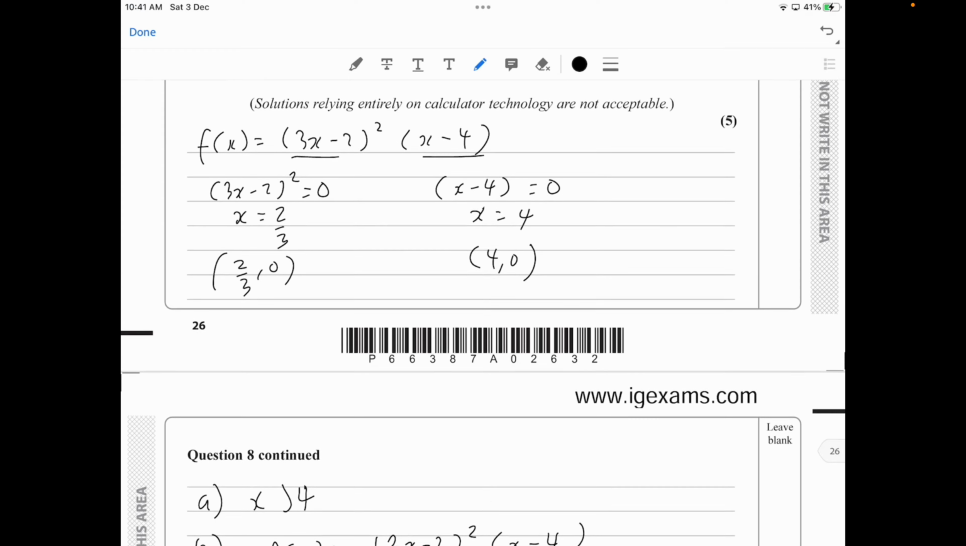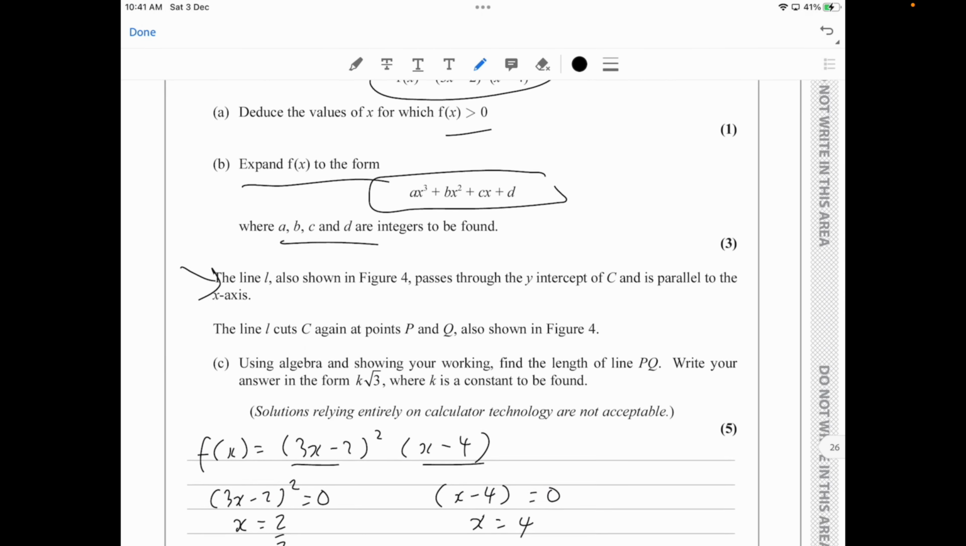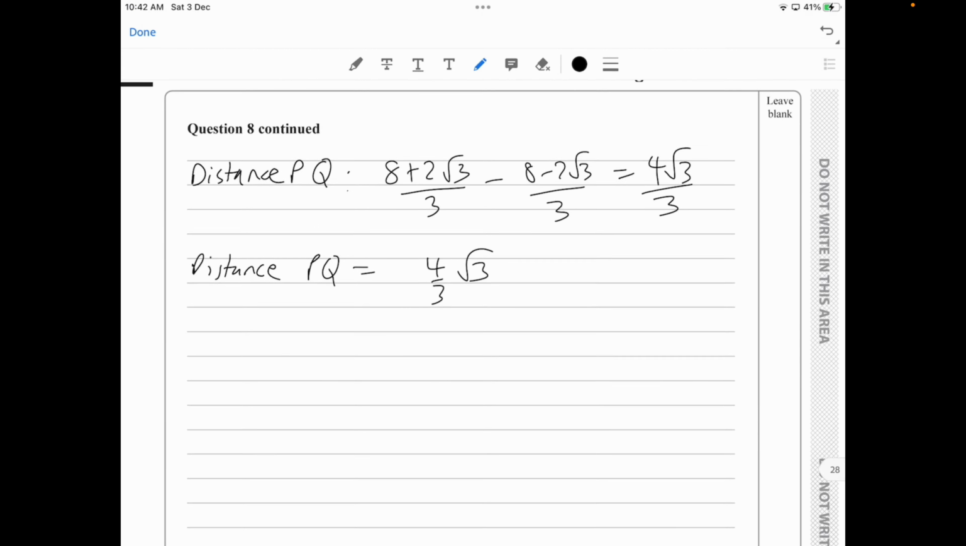Let's just check what notation the question is asking us to write it in. It should be in terms of k√3, so this should be acceptable for your answers as well. In this case, let me just check again.